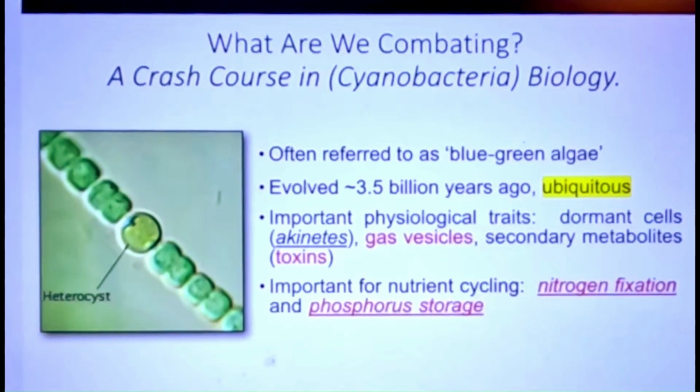Cyanobacteria have gas vesicles, so they can move through the water column to get to where they need to, if they need sunlight or if they need nutrients. And worst of all, they can emit toxins to kill everything else off so only they can survive. Yes, they can fix nitrogen and store phosphorus, but that's beyond the scope here. The main things are gas vesicles, akinetes, and toxins.